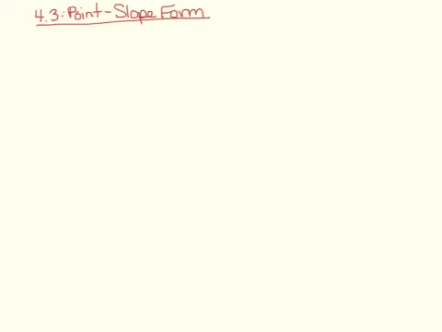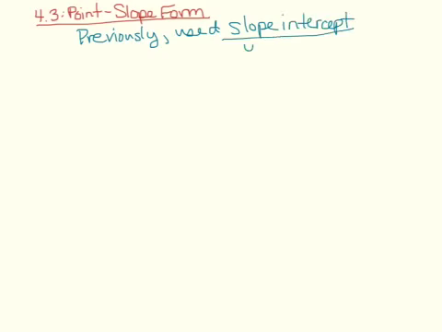This section is about what we call point-slope form. In the previous lessons we have been using what is called slope-intercept form. So previously, we used slope-intercept. If you remember, we had the form y equals mx plus b, and with the slope-intercept form, you were able to identify the slope and the y-intercept.